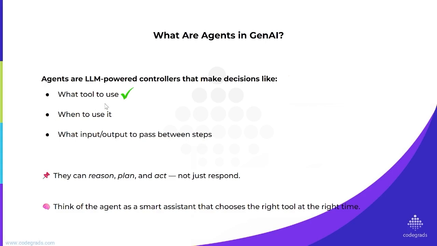So what tools to use, when to use them, and what input and output to be passed between the steps. These are the decisions made by the agent. Now they can reason, plan, and act, and not just respond. So reasoning, planning, and taking action are the key steps of the agent. We can also think of the agent as a smart assistant that uses the right tool at the right time. Choosing the right tool at the right time is the most important part played by the agent.